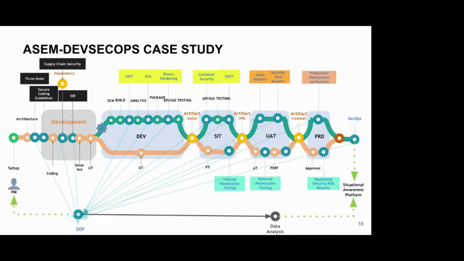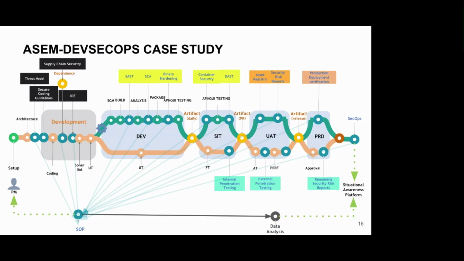When we set up the project, we have to do security for the architecture, and we do threat modeling to find bugs, and look at secure coding and the supply chain. When we finish it, we go to the DV environment to do SAST and binary hardening. And after the DV environment, we go to the SIT environment. We call it the software integration testing environment, to do API testing, container security, and DSC.